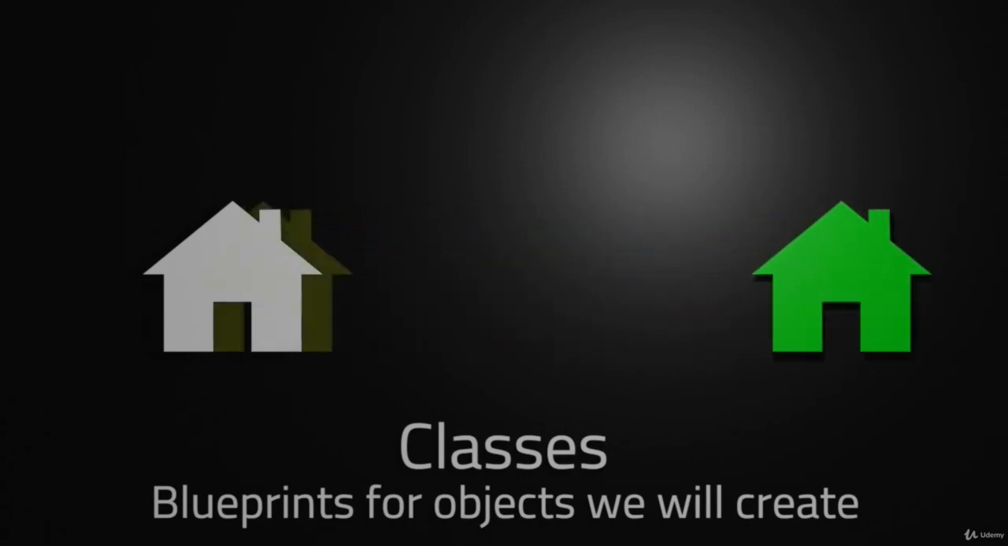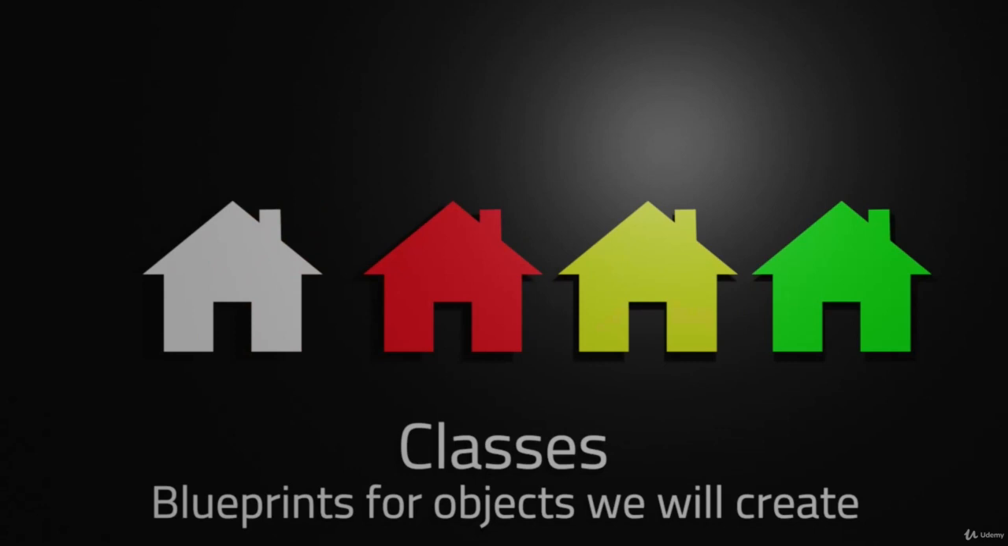Once we have our class or our blueprint, we can create an infinite number of objects. For example, from our house class, we could build a red house, a yellow house, a green house, or any color we really wanted.